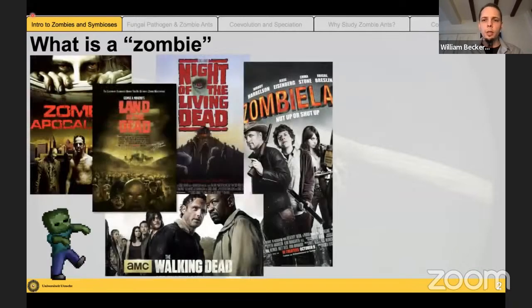So the traditional view of a zombie is, of course, simply the dead brought back to life. And there are plenty of great shows and movies that are really fun to watch. I'm a big fan of series like The Walking Dead. But when you think about this definition of zombie from a biological perspective, there's a lot of issues with the real life science that goes into this definition.